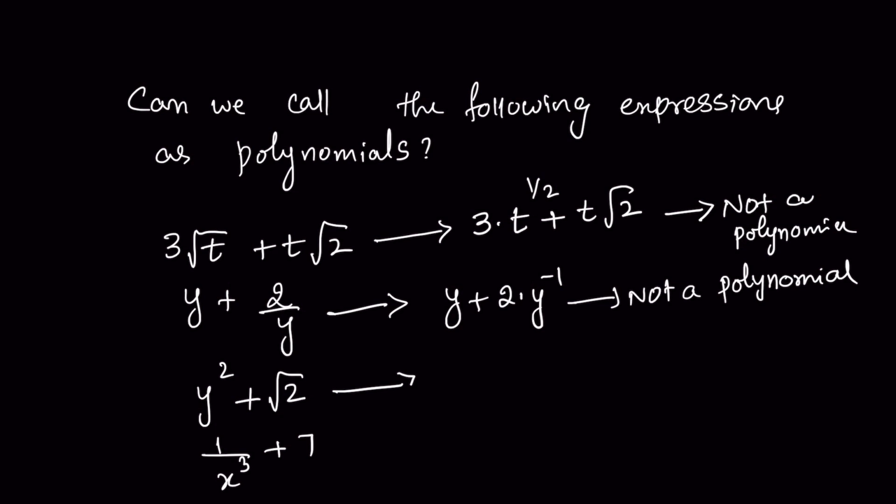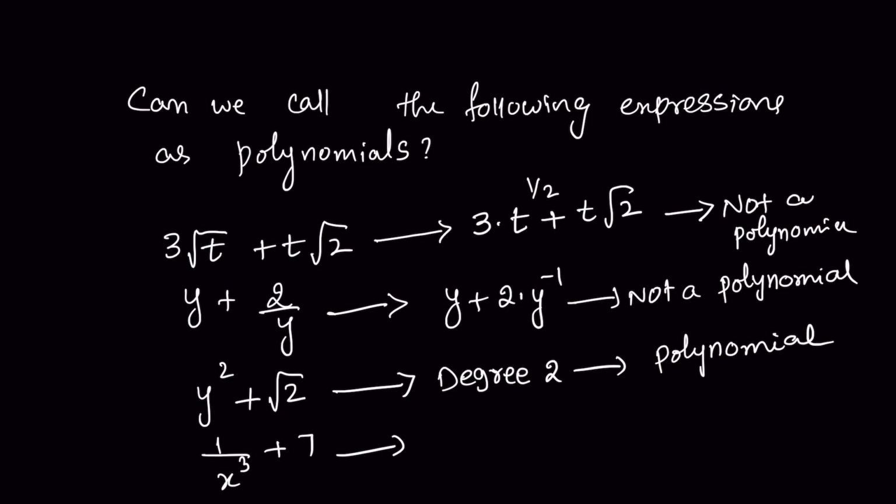Y square plus root 2. Can we call this one a polynomial? We can call this a polynomial because y square degree is 2. Degree 2. So it is a polynomial in one variable. It is y. So a polynomial.